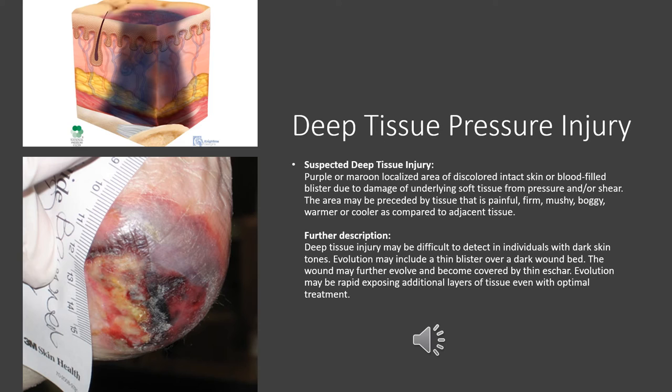Further description is that deep tissue injuries can be really difficult to detect in patients with very dark skin tones. So again, you have to palpate. You have to watch this area over time because the evolution may include a thin blister over a very dark wound bed. And that wound may go on to reveal itself, and there may be damage all the way down to the bone, in which case it would be stage four.